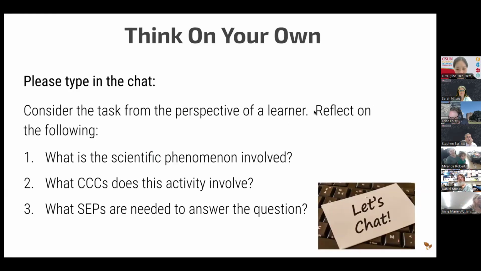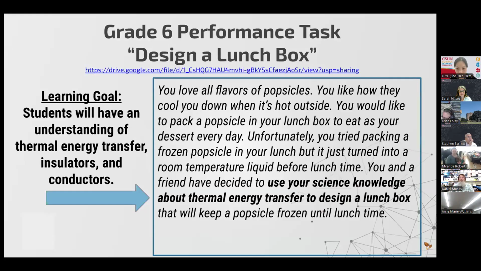And now we want you to type in the chat. Hopefully you already thought about this. What is the scientific phenomenon involved? What CCC does this activity involve? And what SEPs are needed to answer this question? We'll give you a minute and can go back to this again. You can think about it and then type in the chat. What is the phenomenon? What CCC is needed? What SEPs are involved? There's not necessarily a right answer to that. Yeah, definitely. It can be multiple, right? It can be different angles of thinking.